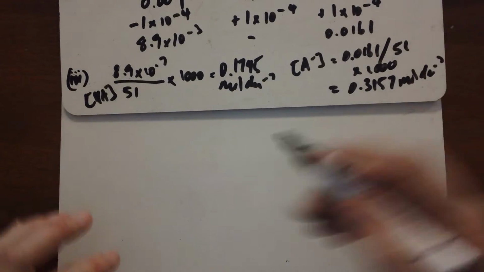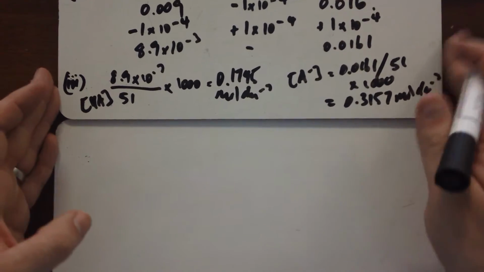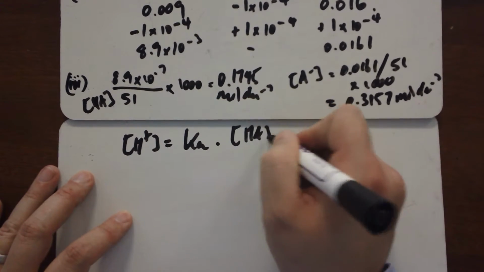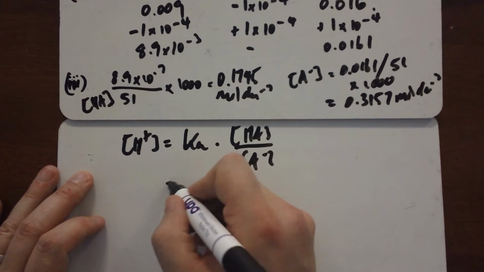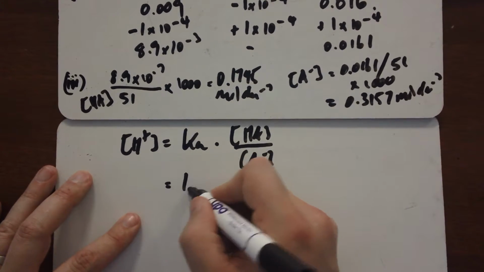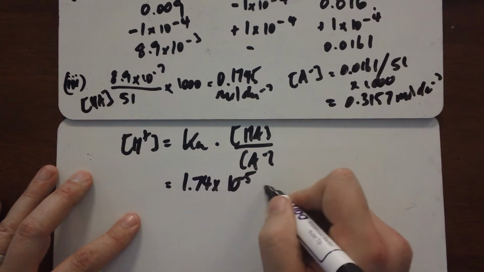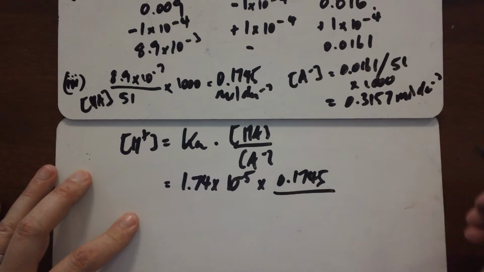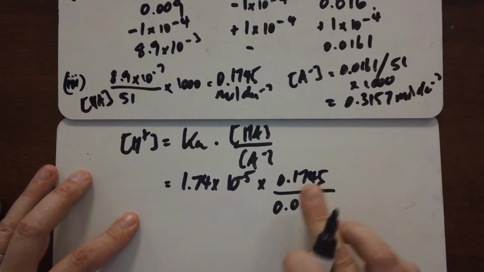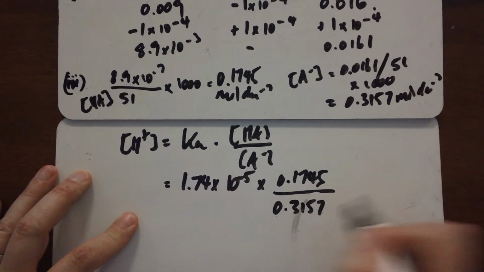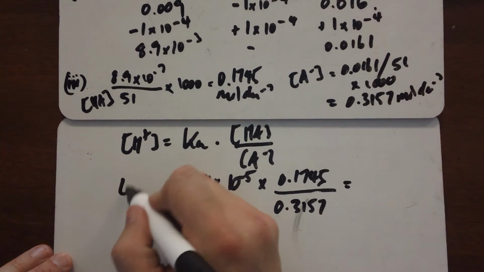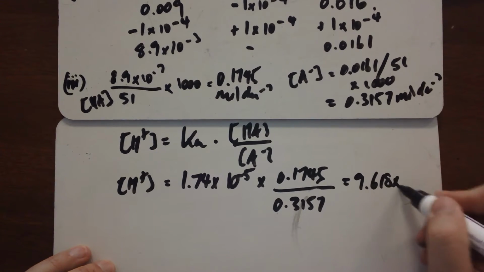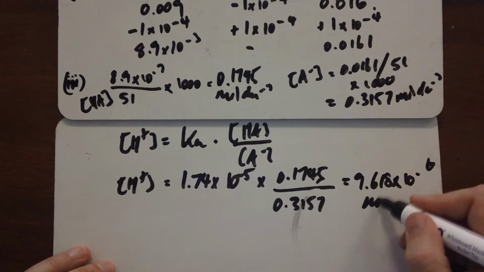Now, if we go to our Henderson-Hasselbalch, we've got H plus equal to Ka times HA over A minus. Sub your values in, and this is the same Ka as we used earlier, times 0.1745 divided by 0.3157, and the concentration of H plus is 9.618 times 10 to the minus 6 moles per decimeter cubed.